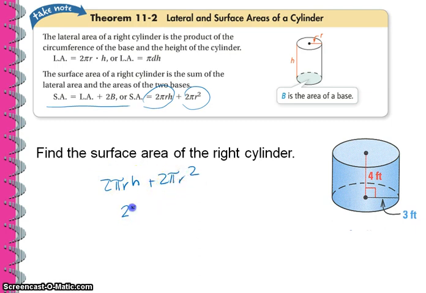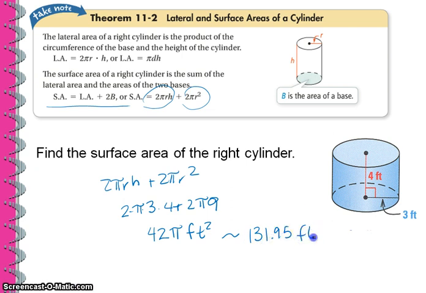So it's 2 times pi times 3 times 4 plus 2 times pi times 9, right? 3 squared. You put that all together and you get 42. Oh, this needed to be a plus. Doesn't look like a plus. 42 pi feet squared, which would be the precise answer. If you wanted to approximate it, it would be 131.95 feet squared.